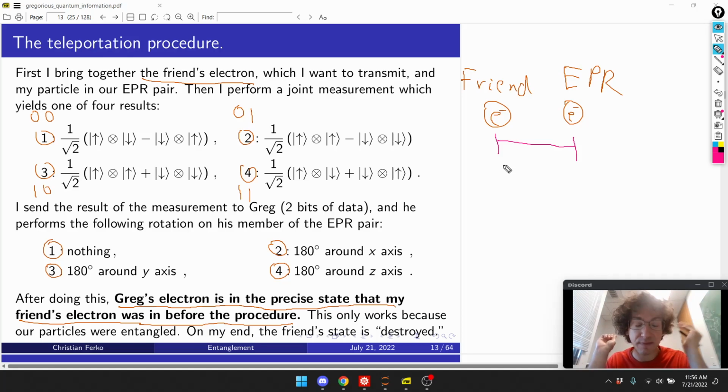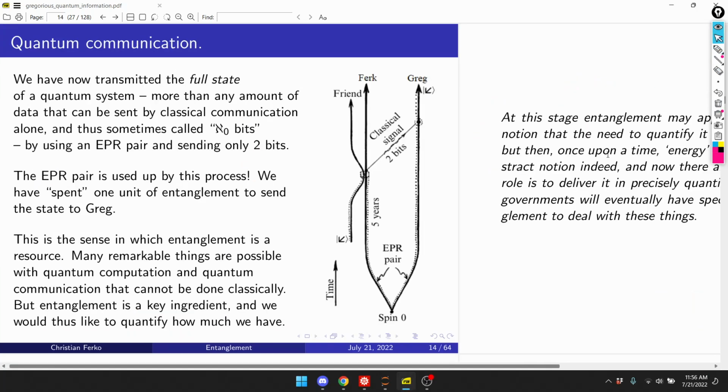Finally, you might say, does this violate the no cloning theorem? Because now Greg's electron is in the state of the friend's electron. Well, no, it doesn't violate the no cloning theorem, because after this, the friend's electron is, well, we say it's destroyed, but of course the electron still exists. We haven't destroyed the particle, but the information is destroyed. The friend's electron is scrambled into some random state, so we have not cloned the state of the electron. Okay, that should seem very magical.